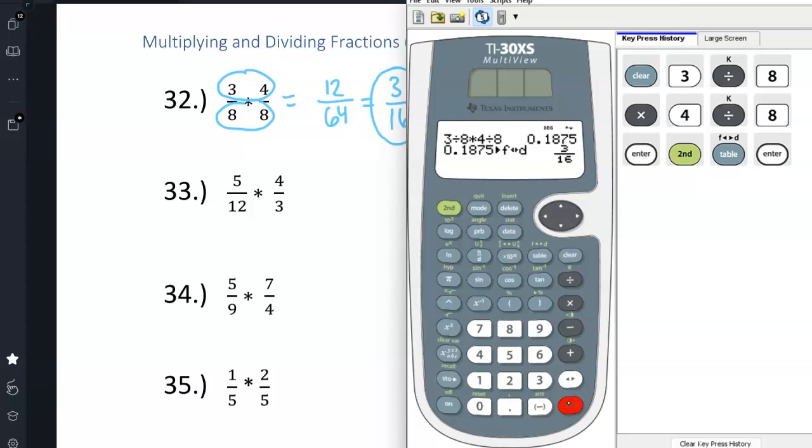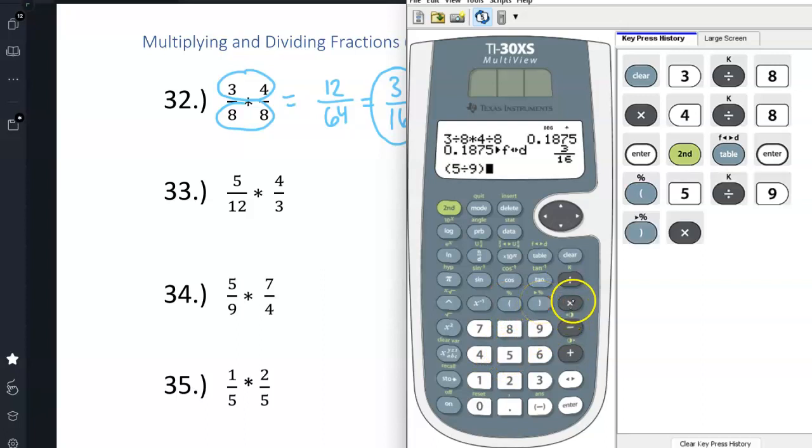And one thing I should say about that before I move on is in number 32, I had a common denominator, but that's definitely not necessary when we're multiplying and dividing. We don't have to have common denominators. So with number 34, I'm going to use my parentheses. So I have 5 divided by 9. That was the first fraction. And then that's being multiplied by the second fraction, which is 7 divided by 4.